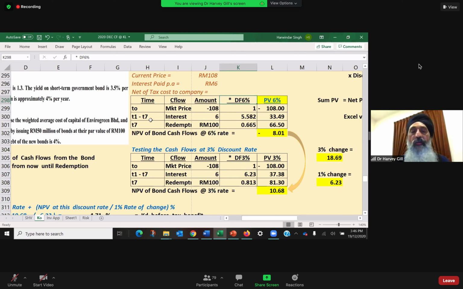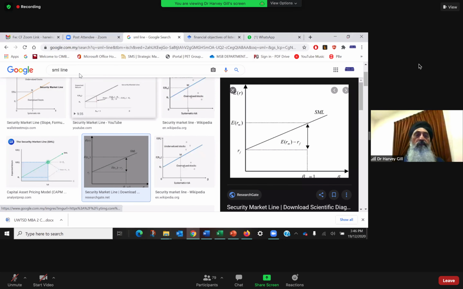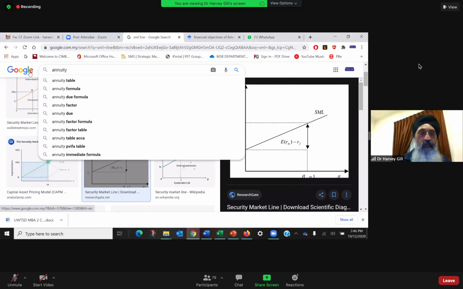Because this is year 1 to 7, it is an annuity factor. So I look up the annuity factors, and in the notes and manual that we have uploaded for you, we have given you both present value factor and annuity factor. Yeah. So at 6%, it is 5.582. Yeah. Let me just show you how this might work. Annuity table. Yeah.